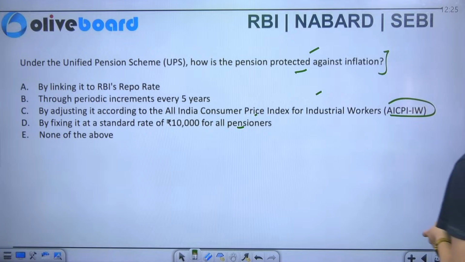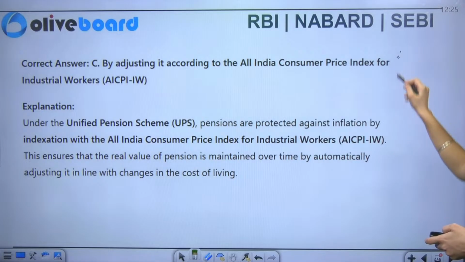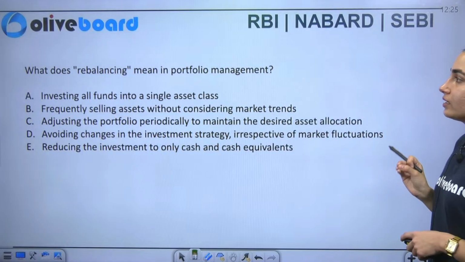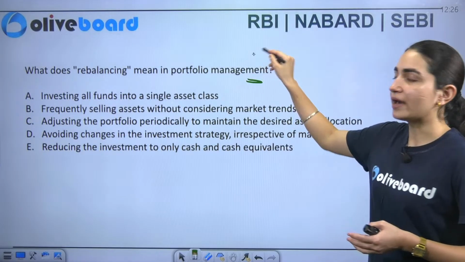Which one is the correct answer here? Okay, Aditi says C. What about other individuals? Alright, so the correct answer is C only, by adjusting in CPI-IW, that is industrial workers. Good. Now tell me, what does rebalancing mean in portfolio management?